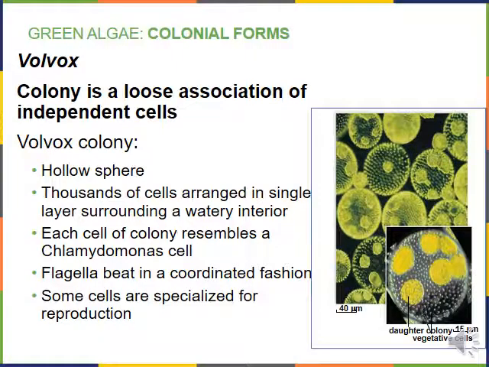Now, another example of a green algae that forms colonies, forms clusters of these large circles, is called Volvox. We'll have a lab where we actually look at Volvox. This is a colony-forming green algae that forms a loose association of independent cells. In the picture on the right, you see circles, but you also see a lot of that morphology within one larger circle. This is actually a colony. It's a large hollow sphere where thousands of cells are arranged in a single layer around a watery interior. Each cell of the colony resembles a Chlamydomonas cell. They beat their flagella in a coordinated fashion. You can view this under the microscope and watch them move around. Some cells are specialized for reproduction. So it's interesting to think about other groups of green algae, like Volvox, which we'll focus on a little more in lab, as being colonial.